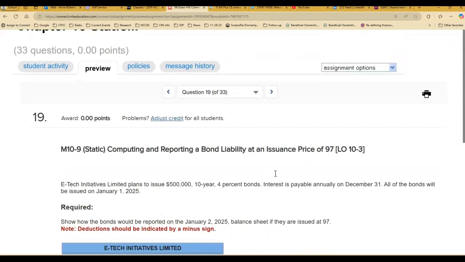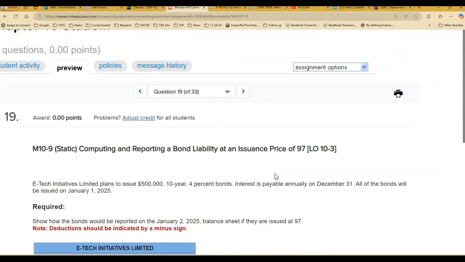All right. Okay, let's take a look at this one. Now this one, they're not actually going through the journal entries. They're taking you straight to what the balance sheet would look like. Okay, but now in this one, notice what's happening.